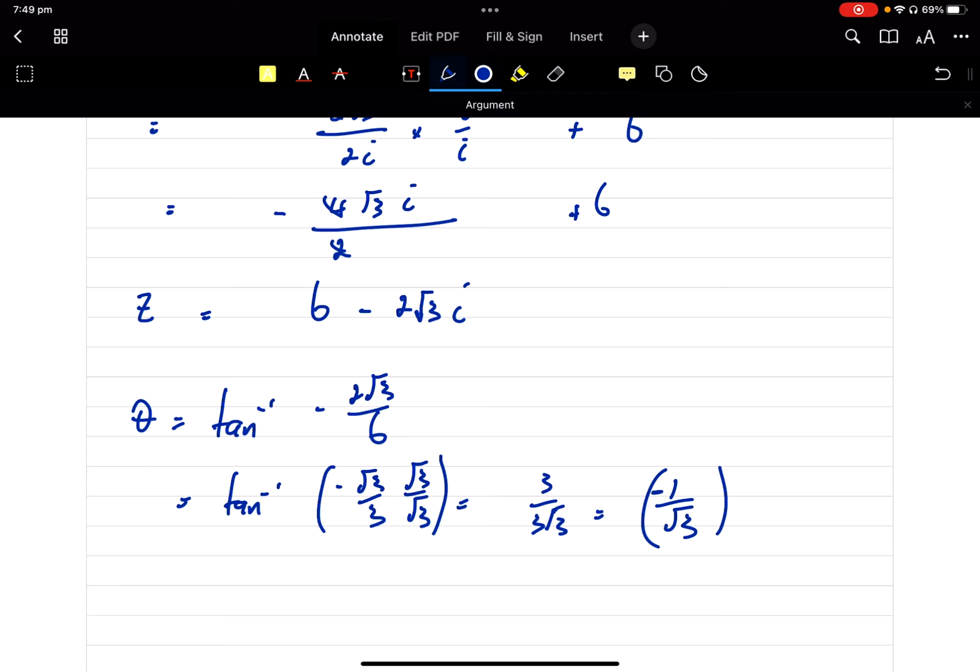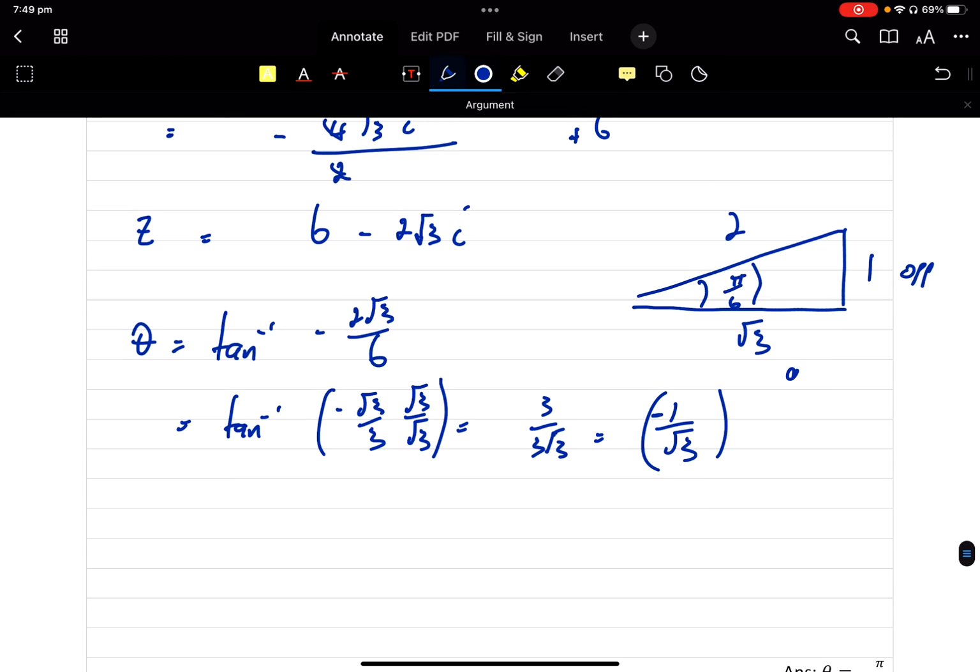Okay, so we want a triangle with a 1 and a root 3 in it. There we go. So a 1, 1 and a root 3. So that's our 1, 2, root 3. Well, that's pi on 6. And this is opposite, and that's adjacent. So there we go. So theta will be pi on 6.